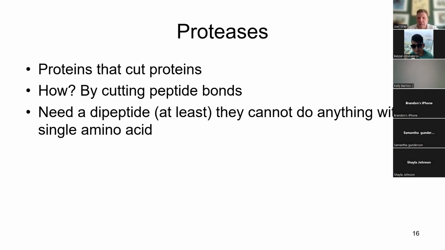Now, proteases are proteins that cut proteins. That sounds so strange, but that's exactly what they are. These are molecules that are polymers of amino acids, and they use those amino acids to cut other polymers of amino acids. Now, what they do is they cut a peptide bond. So when you think about drawing a peptide, I always think N, C, C, N, C, C, versus N, C, C. If we have a protease, it is going to cut a peptide bond.